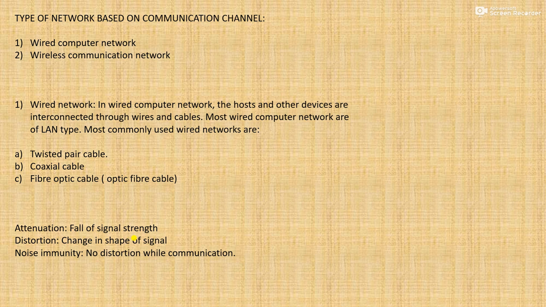Okay, now we have this noise immunity. No distortion while communication. There is no distortion while the noise is communicating. It means that if two voices are interrupting at the same time, this is called noise. If it is noise immune, it means there is no distortion while your data is going from one place to another place. This is called noise immunity.